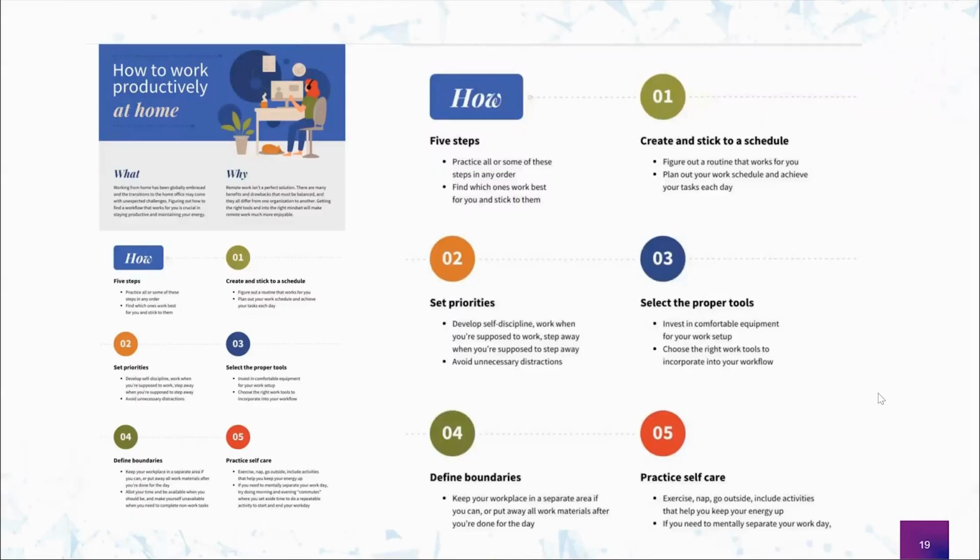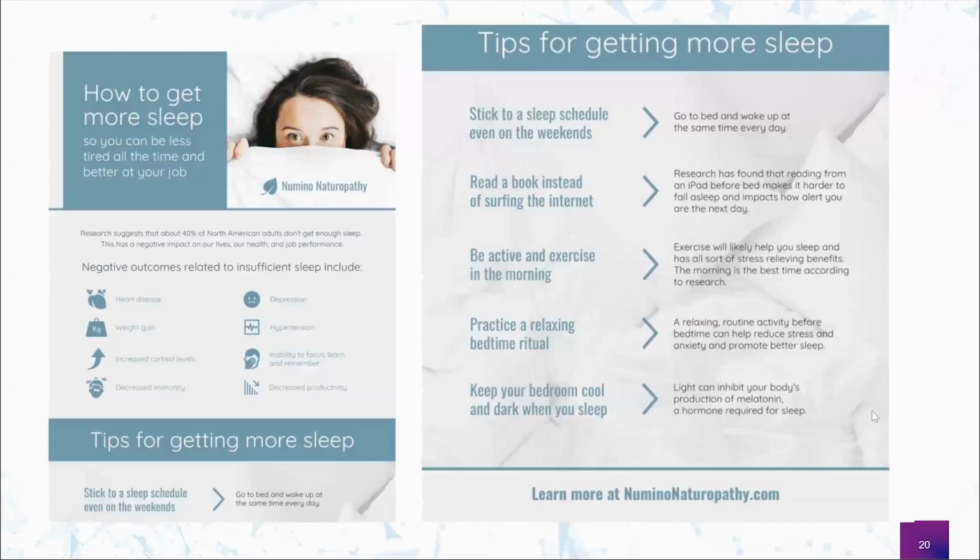How to work productively at home, 5 steps, practice some of these steps. Step 1, create schedules, set priorities, set proper tools, define boundaries, practice self-care. All theory, we all know what we need to do, but we don't do it. But again, that's where it comes in.